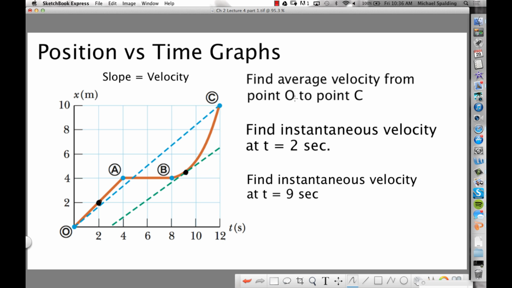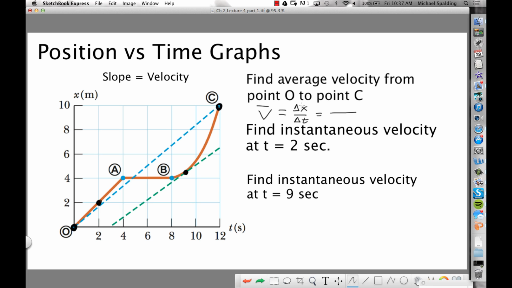The average velocity from point O to point C. Let's use the definition for average velocity. Velocity is displacement over time. So we're focusing on point O up to point C. Okay? Remember, displacement only cares about starting position and ending position. So you're really not concerned with what happens in between the 2 points.